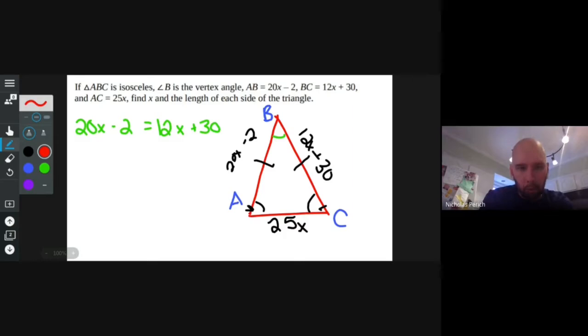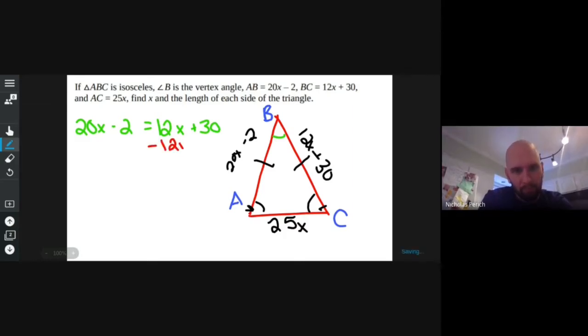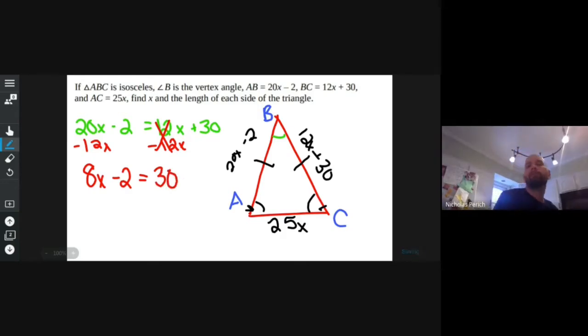All right, so I'm going to subtract 12x. God bless you. Oh, little baby sneezes. 20x minus 12x is 8x. So I'm going to drop down the minus 2 and the positive 30. I'm going to add 2 to both sides, and that gets me 32.